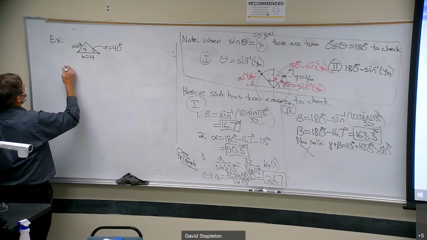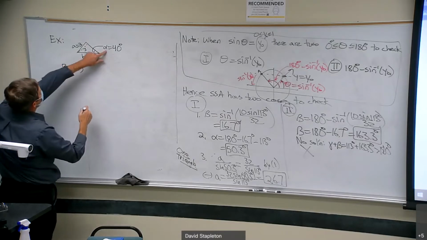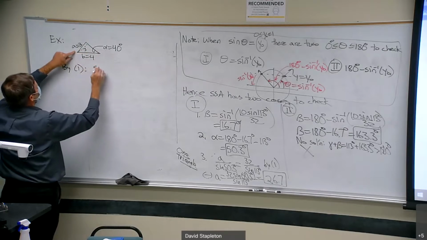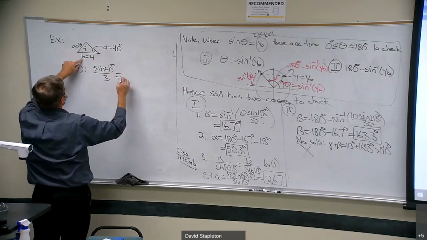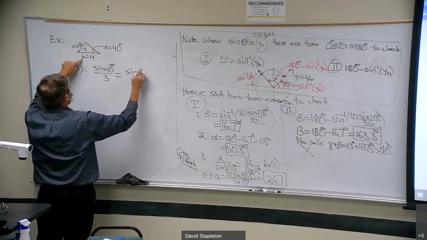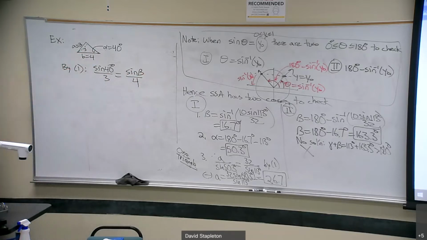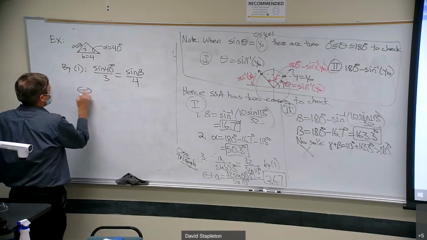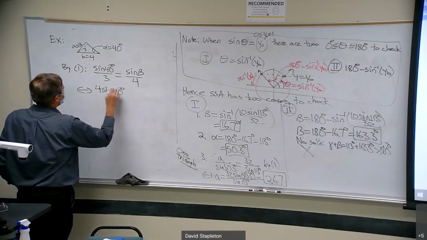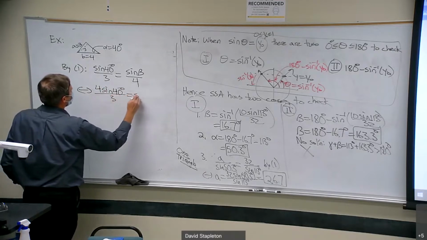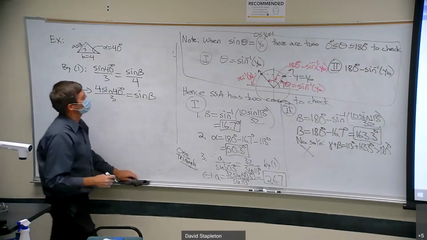We'll use the law of sines and say by equation 1, since I've given this angle and opposite side, I'll say sine alpha, 40 degrees, is to A, 3, as here I'm given B, so I'll use sine beta is to B, 4. Equivalently, by multiplying by 4, I got 4 sine 40 degrees over 3 is sine beta. I solve for beta 2 different ways, right? I've got 2 cases to consider.